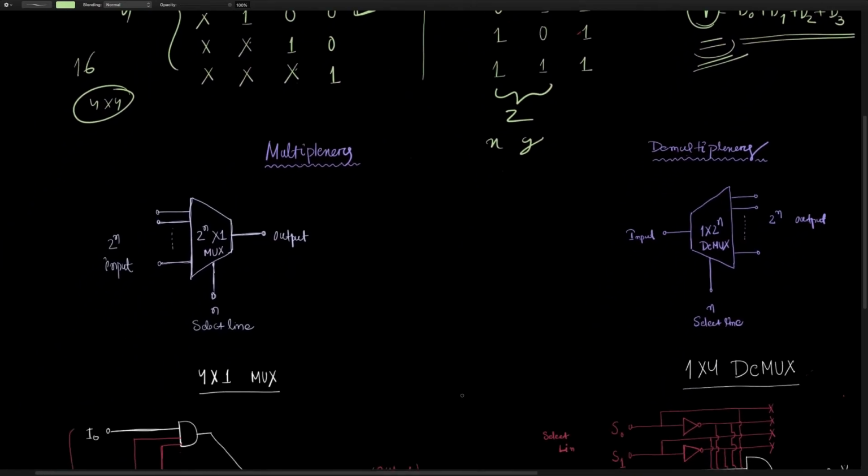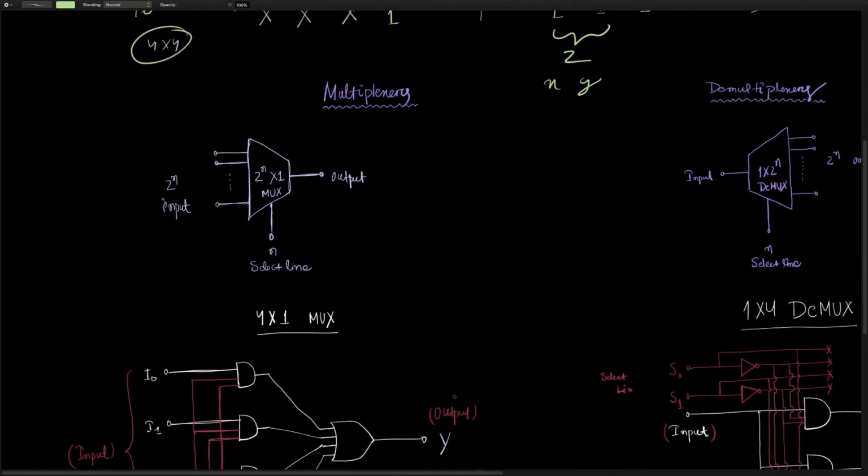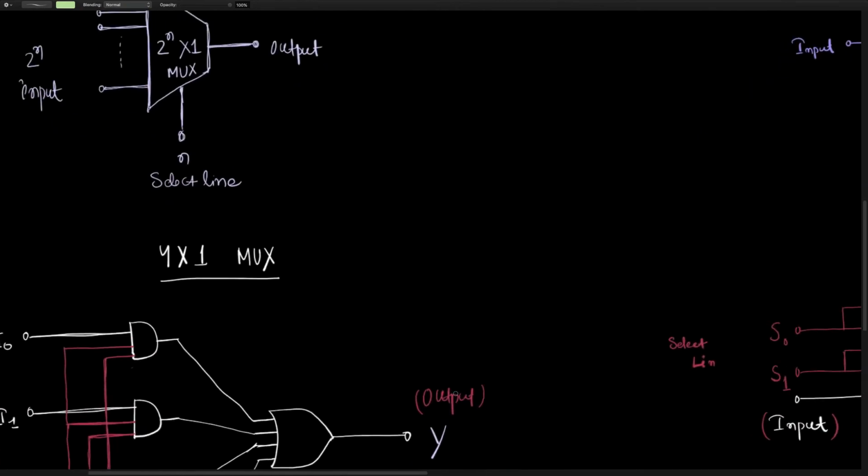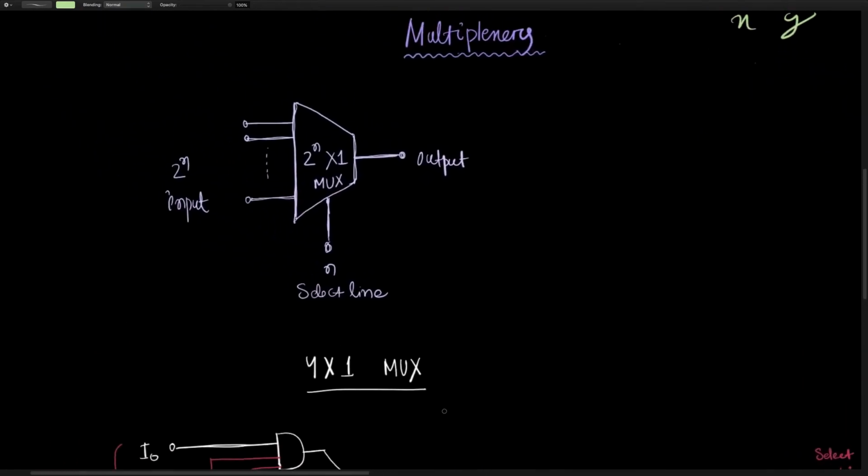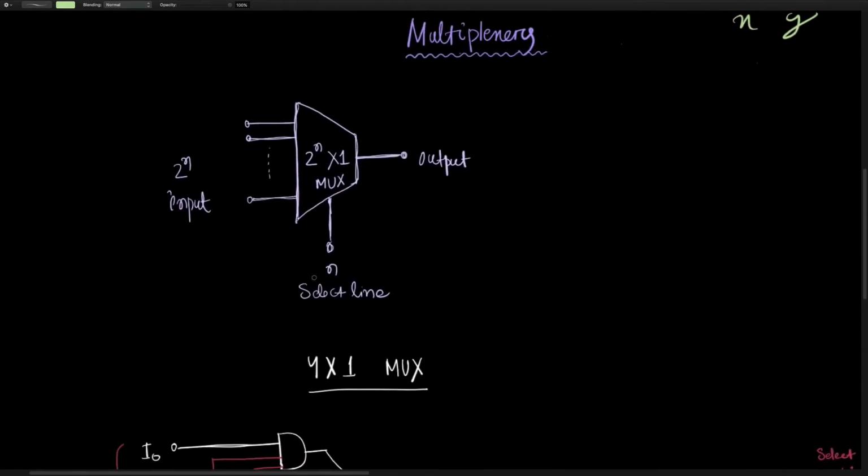Next, we are going to study the multiplexer and demultiplexer. We will begin with the multiplexer. A multiplexer is a combinational circuit that has 2 to the power n inputs, whereas only one output. This is different from the encoder and decoder concept because it has only one output or one input depending on what you are considering.